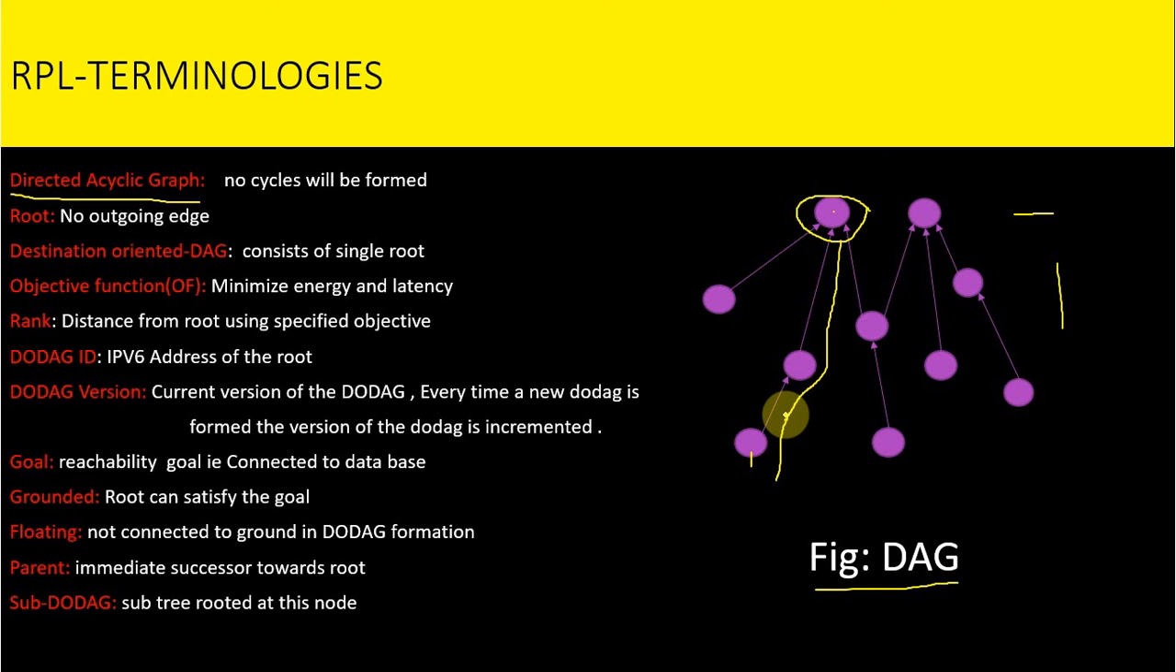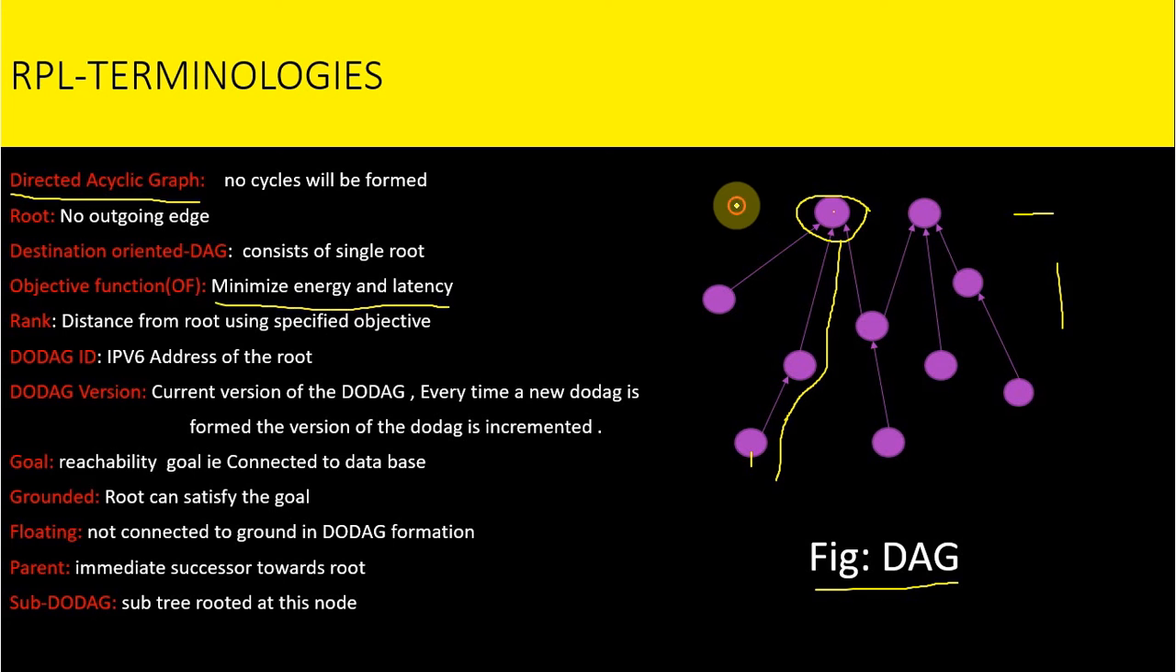Then objective function. As I said earlier, the objective function is to minimize energy and latency. The main objective of any wireless sensor network is to minimize the consumption of energy and reduce the amount of time required for the data transfer. Then rank, the distance from the root using the specified objective.